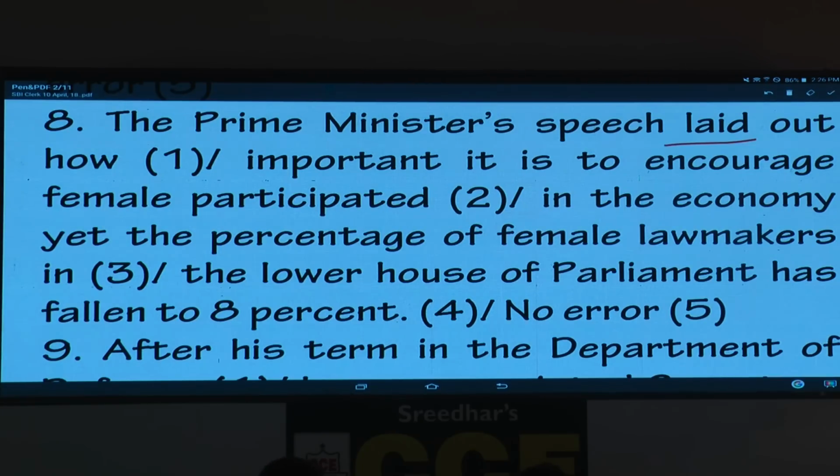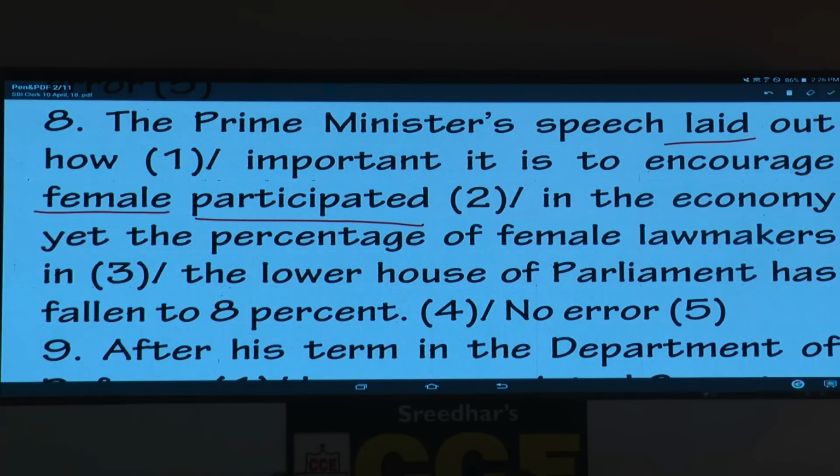Female, which part of speech is it? In this context, it cannot be a noun. Yes? Adjective. If female is an adjective, what should be the next word? Which part of speech? Noun. Participated is a verb form. It could be an adjective or a verb. But here, what is the noun form of this word? Participants. So please correct it: to encourage female participants. You have a question?